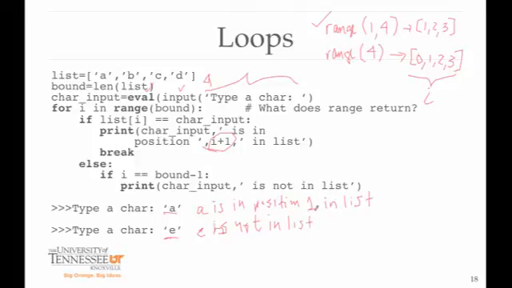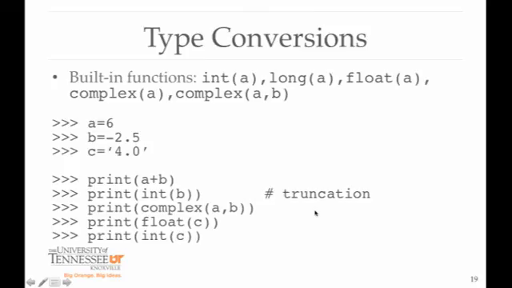Okay. So that would be the output of that program. Type conversions. Sometimes it's very handy because data might come in different forms, and it might be necessary to do type conversions. There are built-in functions such as int, long, float, complex, and complex A and B. So some of these would make sense to you automatically just based on what you know of other languages, but some might be different. So here's an example.